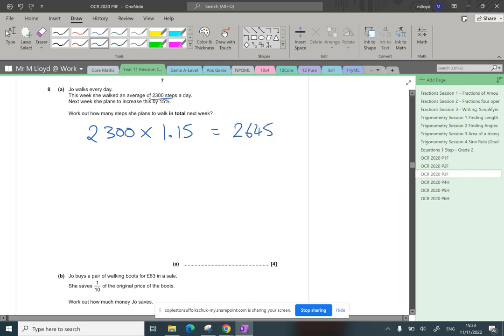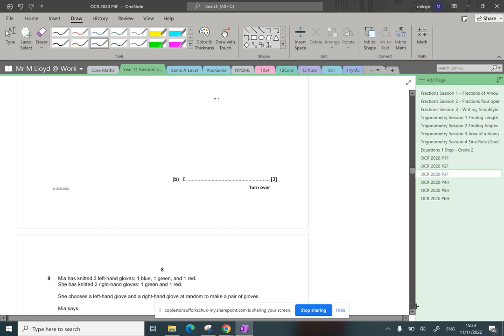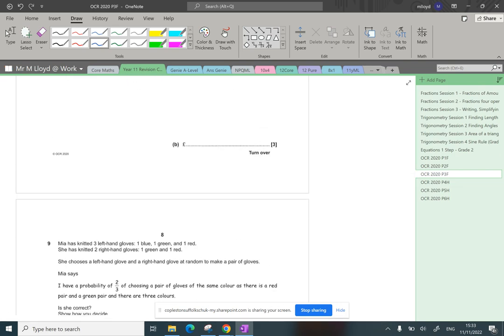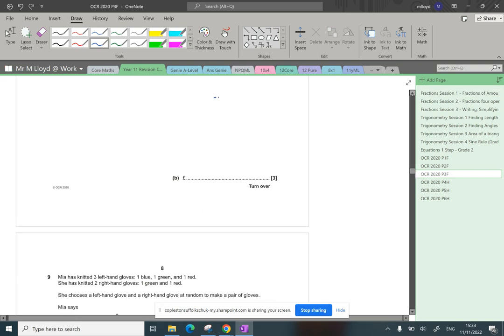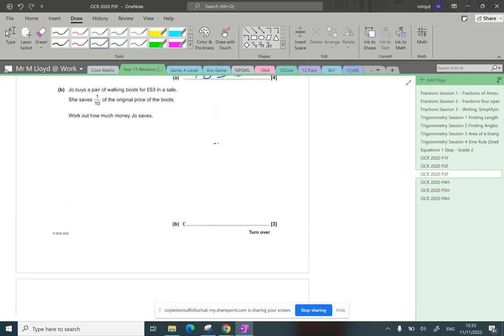And then it says work out how many steps she plans to walk in total next week. So we're going to multiply that by 7, and that gives us 18,515. And that's our answer for part A. Okay, Jo buys, I've gone down too far, get back up. Sorry about that. Jo buys a pair of walking boots for £63 in a sale.